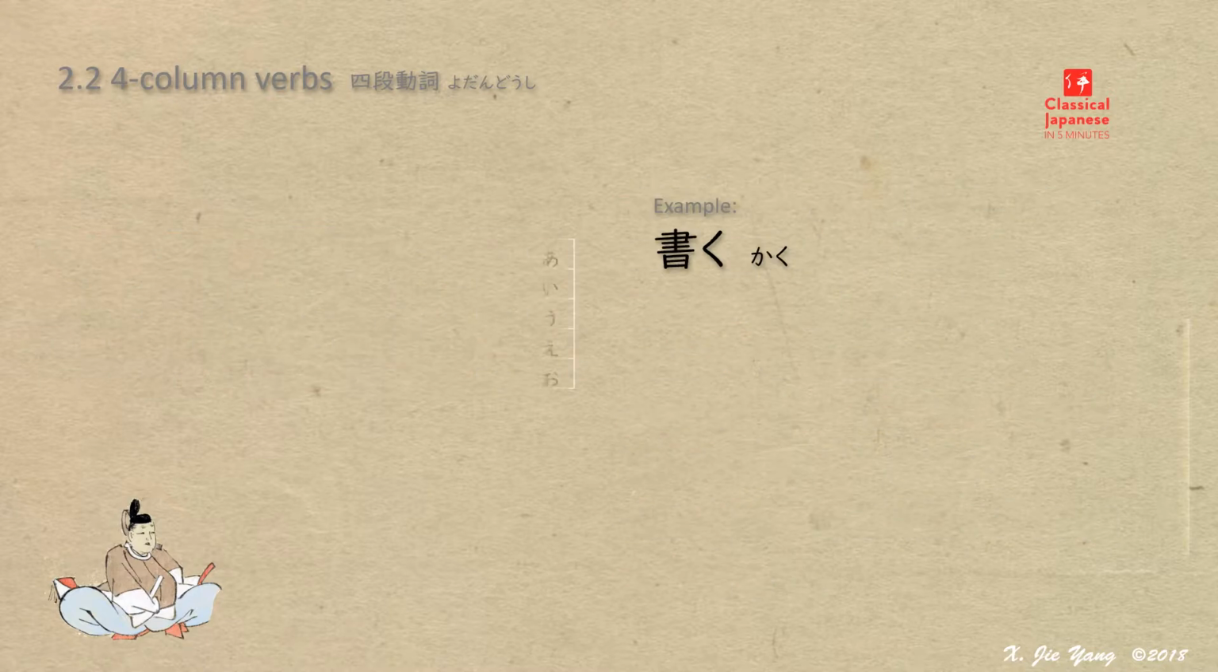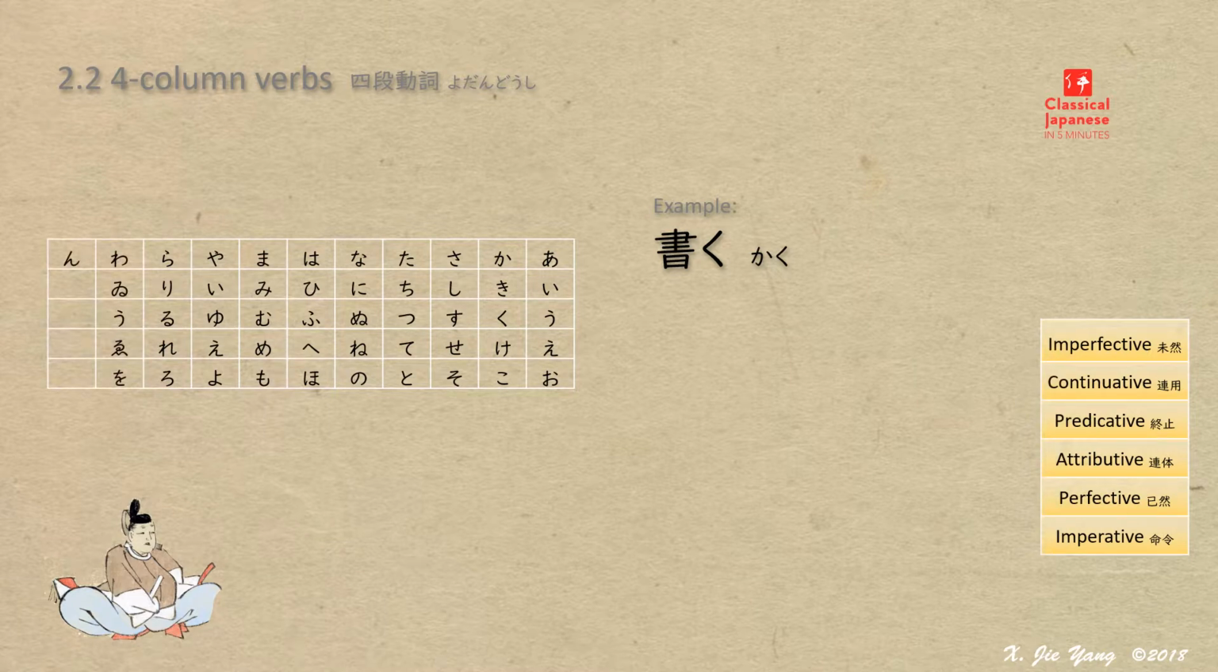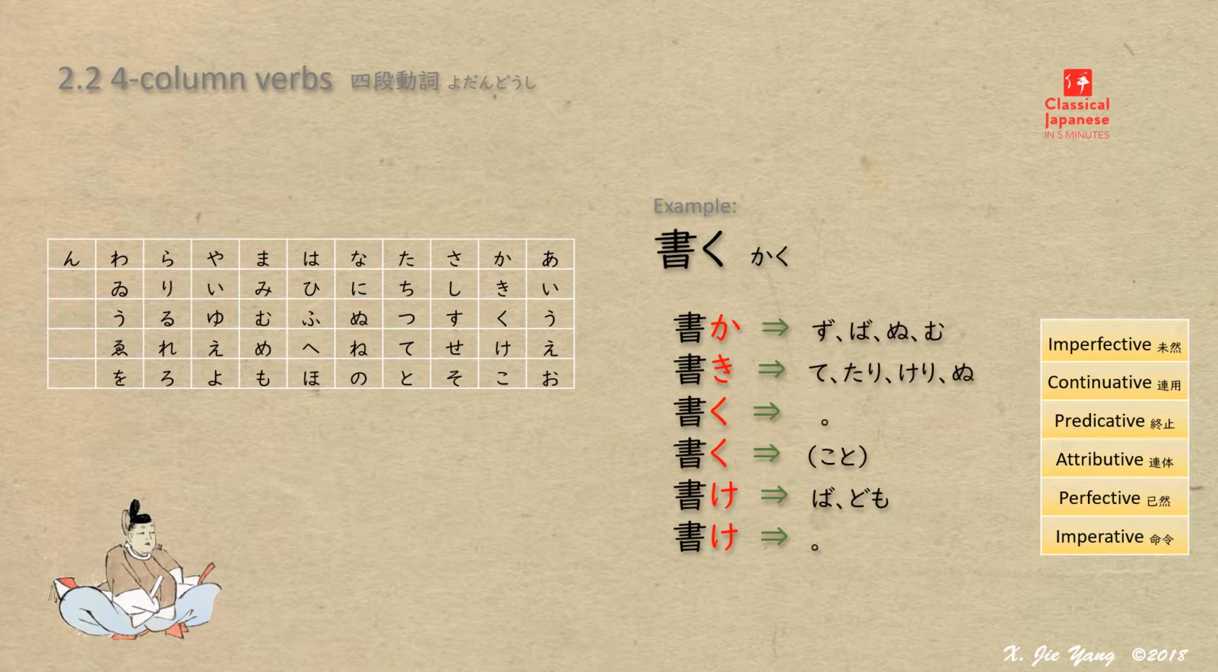Let us see a few verbs as examples for better understanding. Kaku, to write. The stem is ka, and it has the endings ka, ki, ku, ke. Each works with a group of different helper verbs.